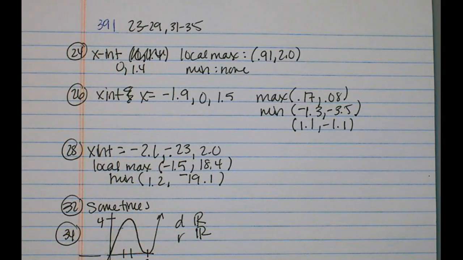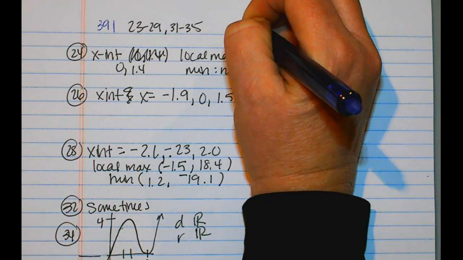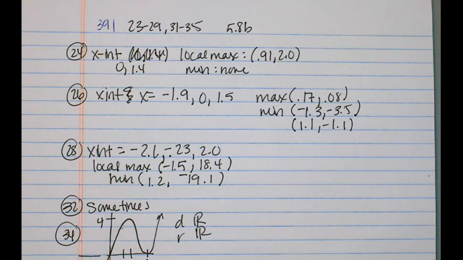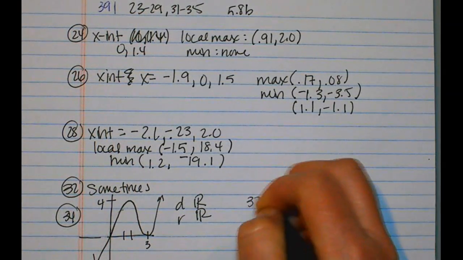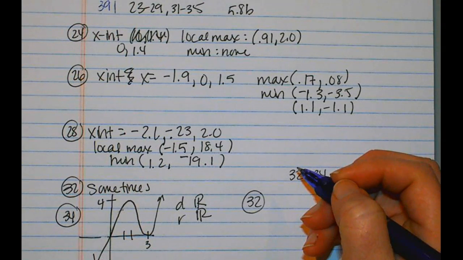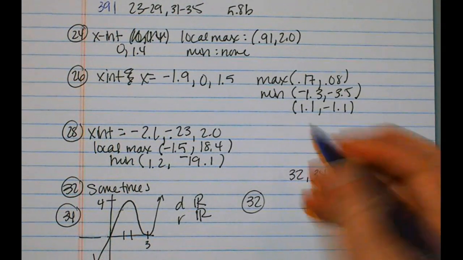Okay, so even answers, this is 5.8. B, maybe? I don't know. It's 5.8. Here, even answers, pause the video, check your work, and then we're going to see what questions we have. 32 says, does a cubic function always, sometimes, or never have a turning point?